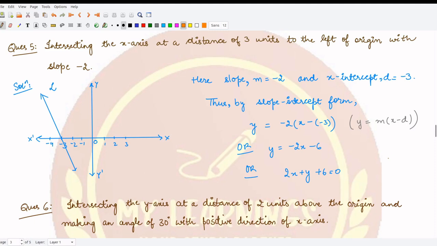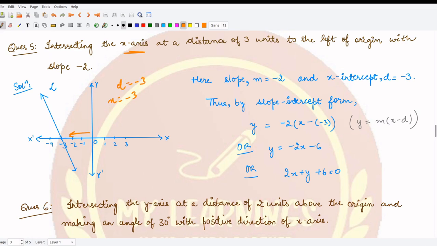In this video, we'll be continuing with question 5. It says here that the line intersects the x-axis at a distance of 3 units to the left of origin. So that means the x-intercept is -3, right? So basically you have the value of d as -3.